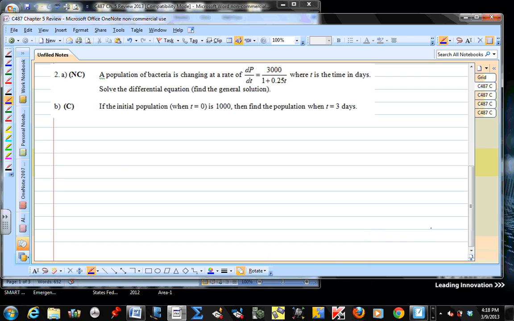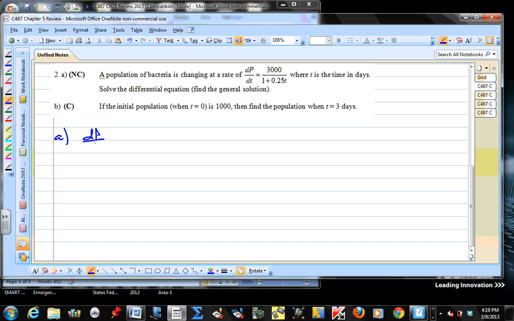In problem number 2, we're asked to talk about a population of bacteria. T is measured in days. They give us a differential equation to represent the rate of change of the bacteria population. And in part A, we're asked to solve this differential equation, or at least find the general solution, without using a calculator. So for part A, let's go like this.